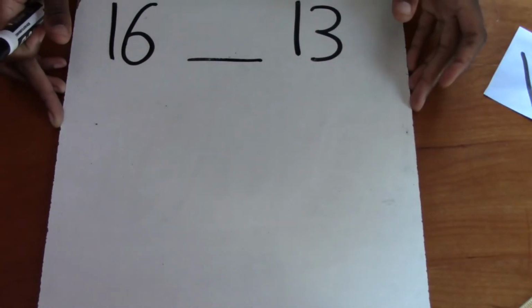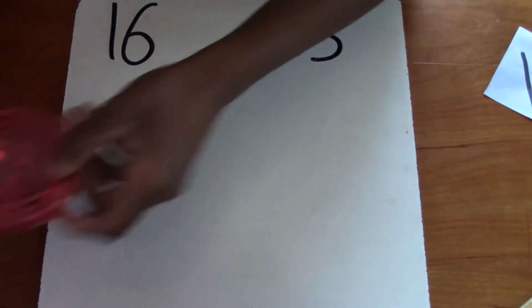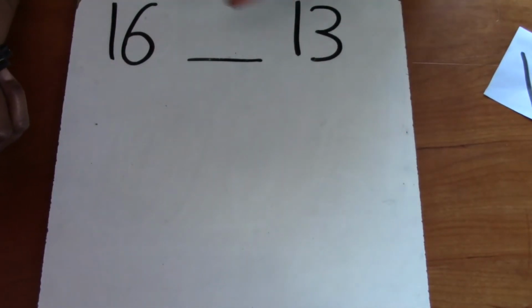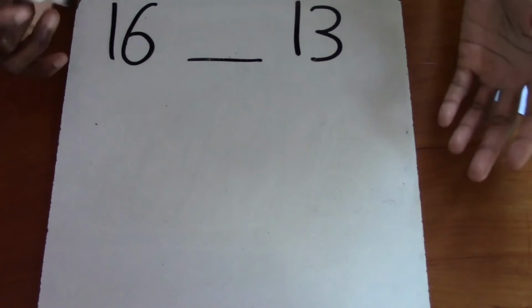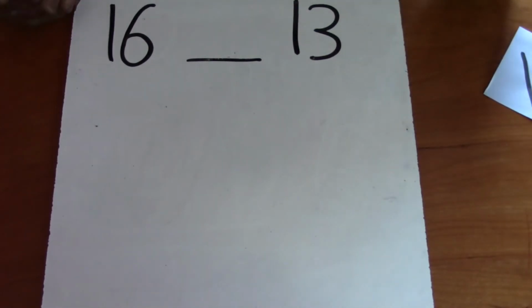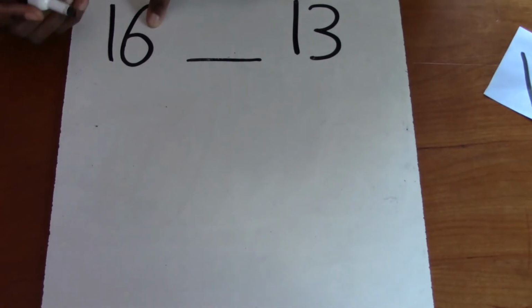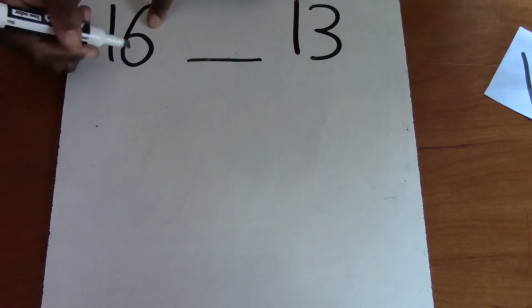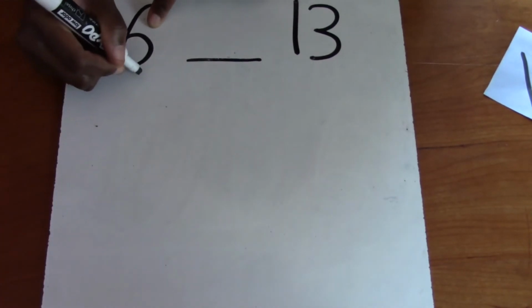All right. So what if you don't have any counters and the numbers aren't on your ruler and you don't want to write all those numbers? You don't want to write up to the number 16 or the number 13. Well, the other way that you can solve this problem is by doing dots. So we're going to do 16 dots. Now I have to be very careful with my dots. They need to be very, very neat. Okay? So I'm going to do 16 dots.